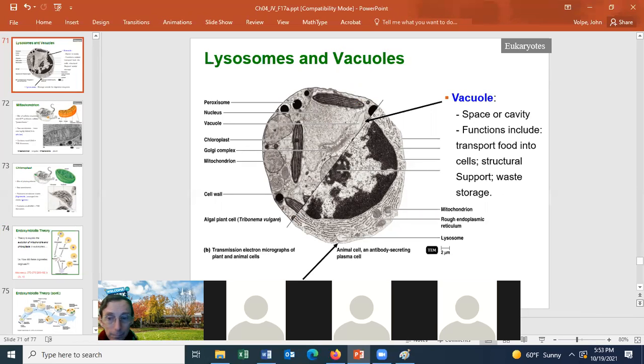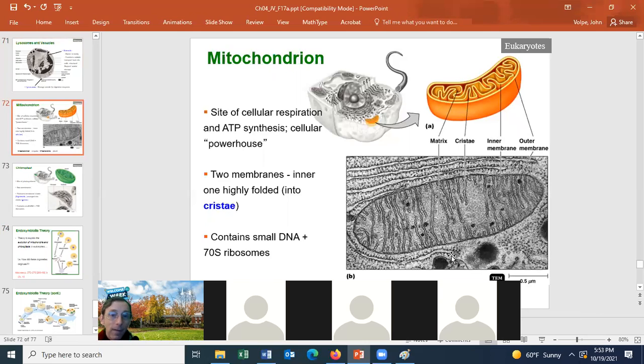All right, the mitochondria is more than one. Mitochondrion means there's only one. It is the site of cellular respiration. This is where the cell makes most of its ATP. So we can say the mitochondria is the cellular powerhouse of the cells because they make ATP.